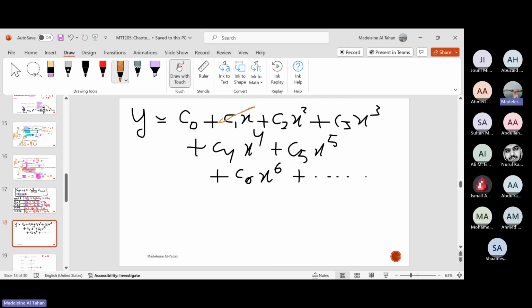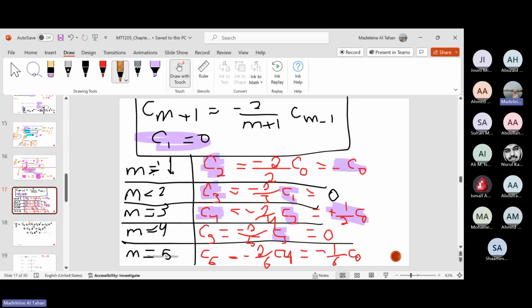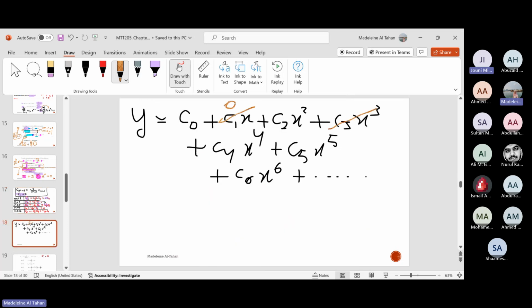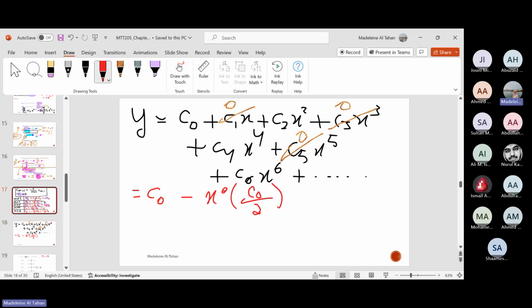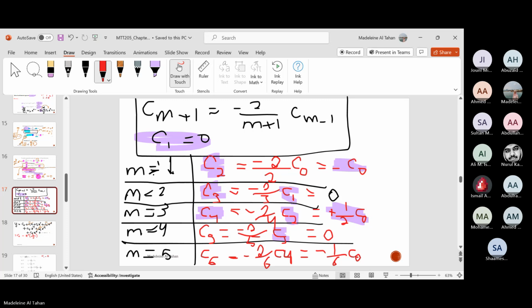Now C1 is what? 0, right? Yes. C1, miss, is 0. And what else is equal to 0? C3 and C5, right? So C3 is 0 and C5 is 0. What are we left with? C0. Okay. What's C2? C0 over 2, right, miss? Yes. C2 is minus C0.